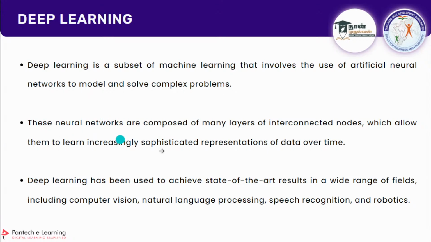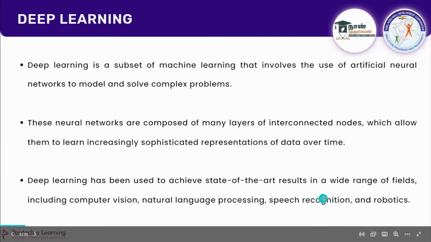These neural networks are composed of many layers of interconnected nodes, which allows them to learn increasingly sophisticated representations of data over time. So when it keeps on running, it is trying to improve itself. Deep learning has been used to achieve state-of-the-art results in a wide range of fields, including computer vision, natural language processing, speech recognition, robotics, etc.